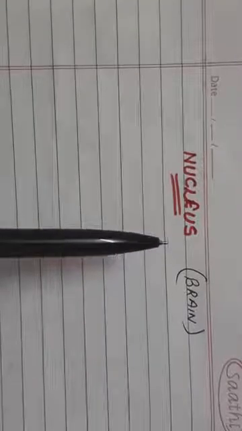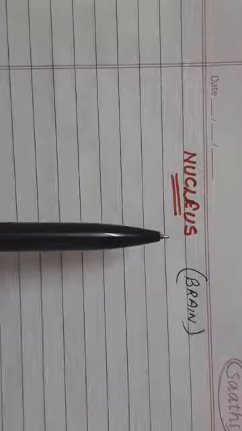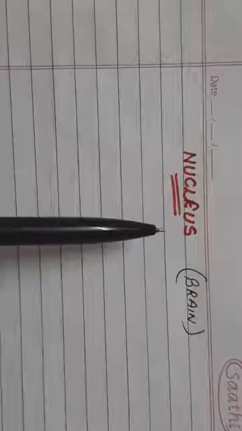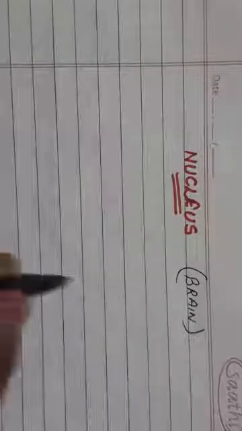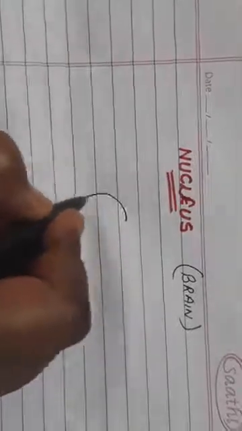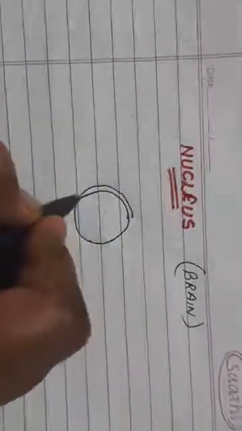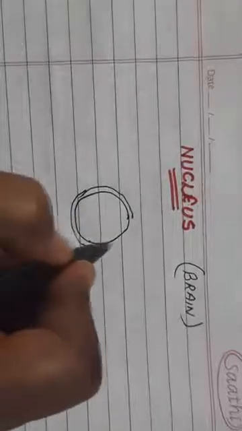This you have already studied in class 8th. Okay, nucleus are called as the brain of the cell. Why? Because they control all the activities of a cell. The nucleus is also a double layered covering. Okay, see, here is the nucleus, and this nucleus contains a membrane.